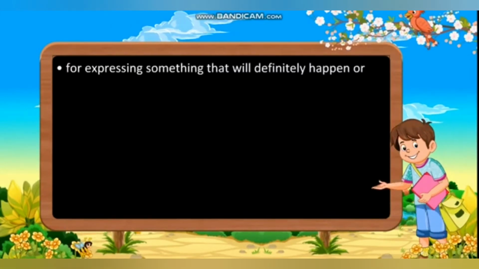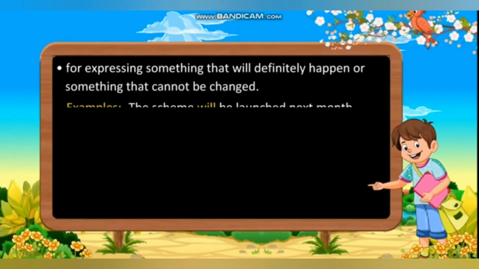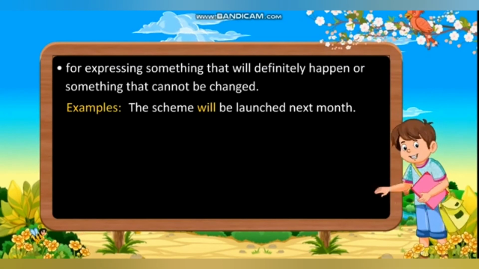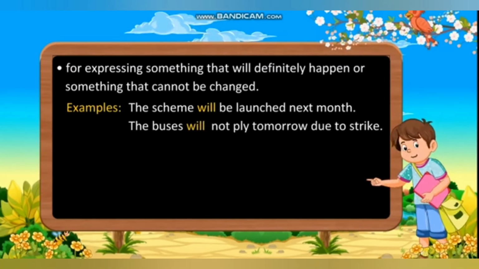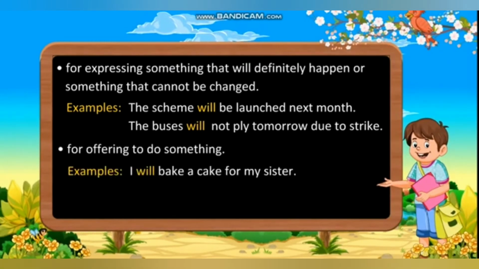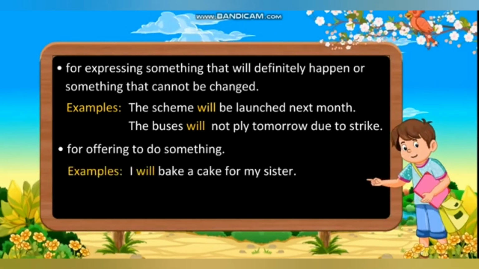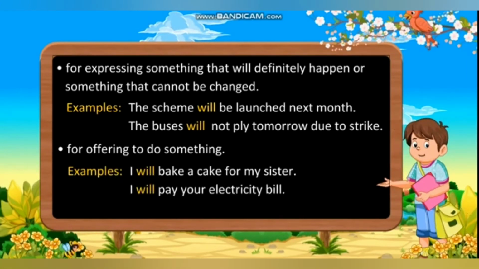For expressing something that will definitely happen or something that cannot be changed. Example, the scheme will be launched next month. The buses will not ply tomorrow due to strike. For offering to do something, I will bake a cake for my sister. I will pay your electricity bill.